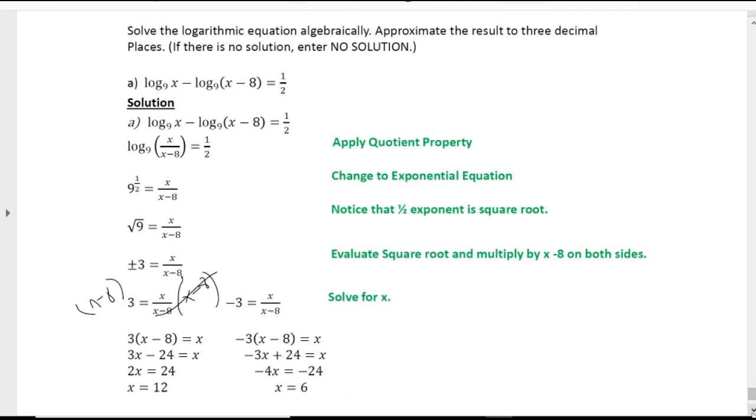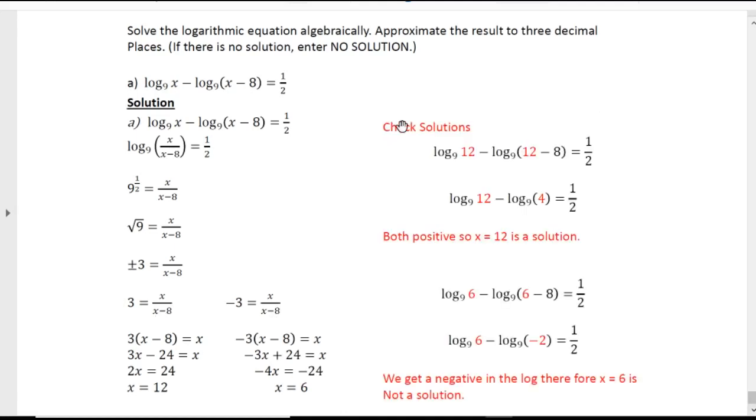So we have two possible answers, but we must check our solutions. If x equals 12, we plug it in. So we get log base 9 of 12, that's okay. Log base 9 of 12 - 8 gives me a log of 4, and that's okay since they're both positive. So that means that x equals 12 is a solution. Let's try 6. So we get log of 6 minus log of 6 - 8. Well, that becomes a negative 2. And so that's going to make it no real solution or no solution.